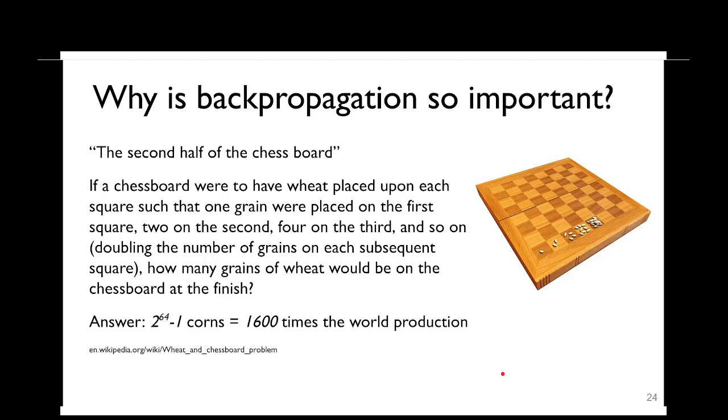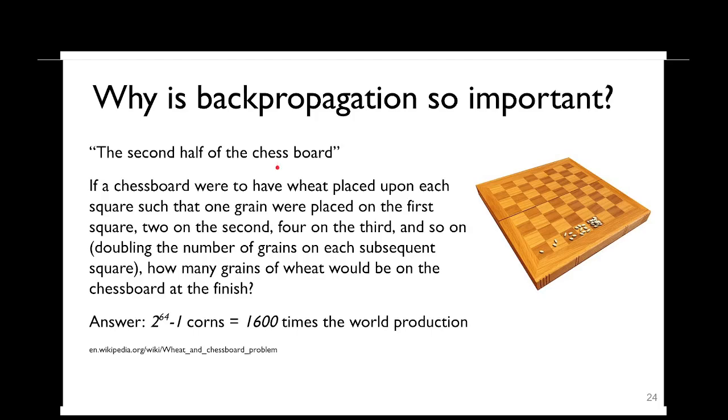It's an old story that I think is coming from India. And I think it's very important because it documents very nicely how difficult it is for us to understand exponential processes and combinatorial explosions. And this story is called the second half of the chessboard, because the first half of the chessboard is still pretty reasonable, but then in the second half it just explodes.